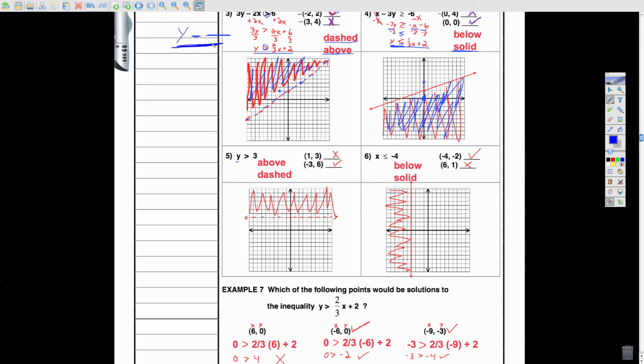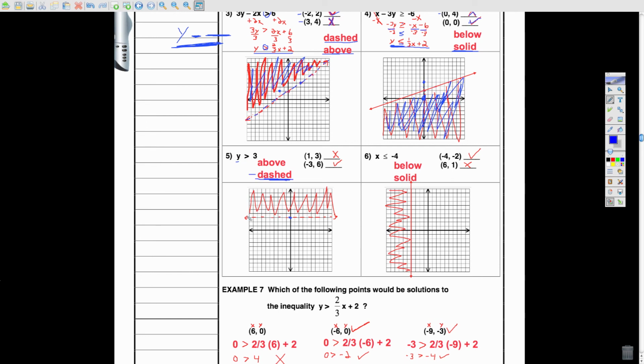Okay, number 5. Y is by itself, so we're good. Again, we want to get y, your sign, and then everything else. So y is greater than 3. So I'm going to go up here to 3. Just like graphing y equals 3, it's going to be a straight line across at y equals 3.